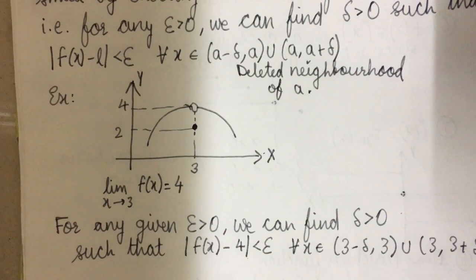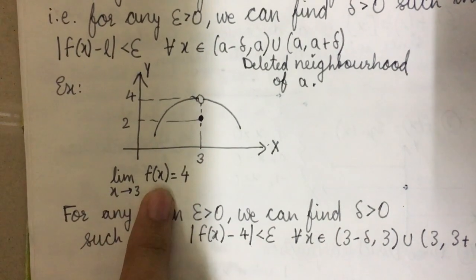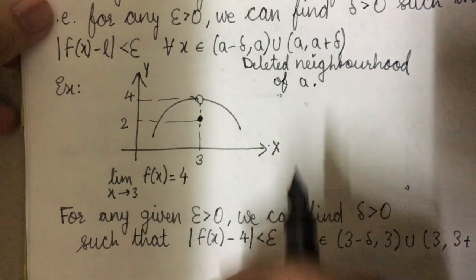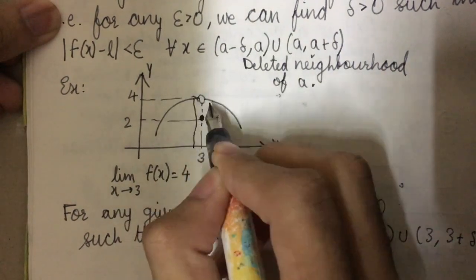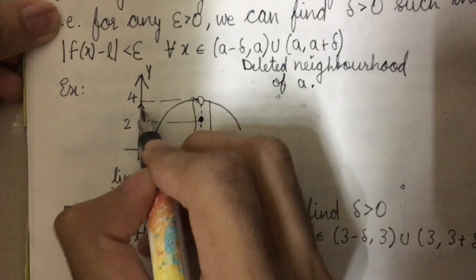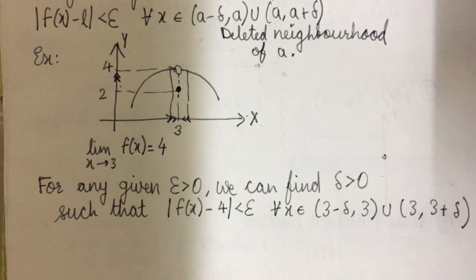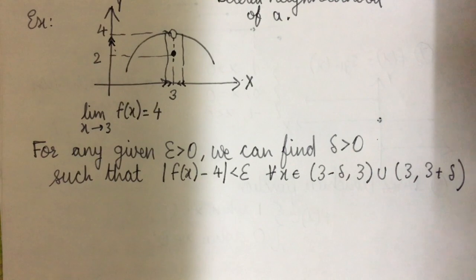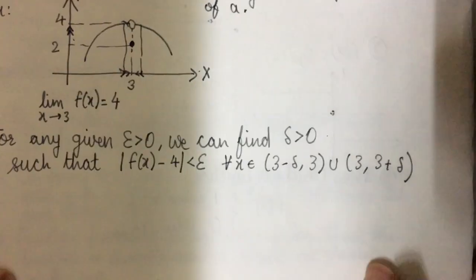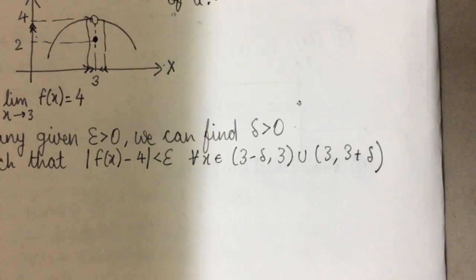Let's see an example. In this example, we'll try and find the limit x tends to 3 f(x). By this graph, we can see that as we move closer to 3, the value of f(x) tends to 4. Therefore, the limit x tends to 3 f(x) equals 4. That means for any given epsilon greater than 0, we can find delta greater than 0 such that mod of f(x) minus 4 is less than epsilon for all x belongs to the deleted neighborhood of 3.